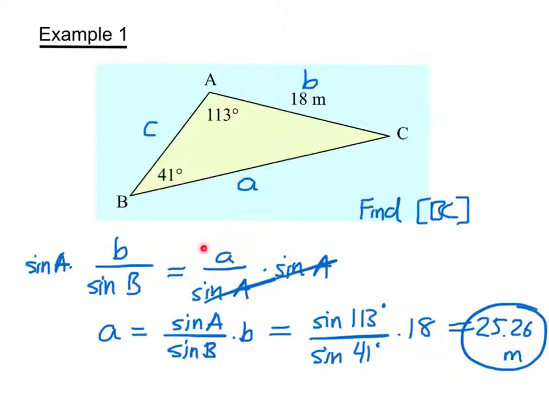Now notice I put the unknown a in the numerator. I could have written this expression as sine B over b equals sine A over a, but the algebra is just a slight bit more difficult. So sometimes it's easier to put the unknown in the numerator so that I have to do less adjusting to the equation.